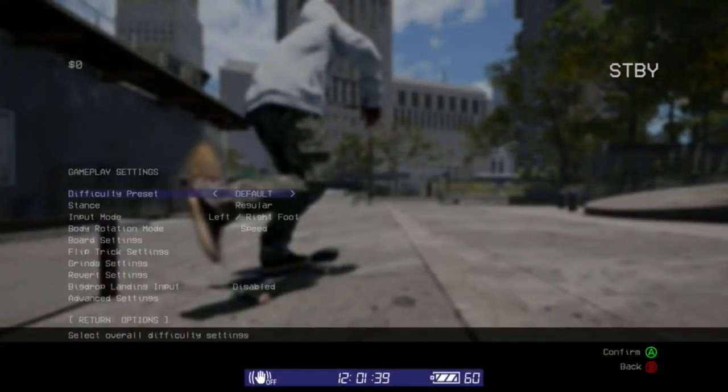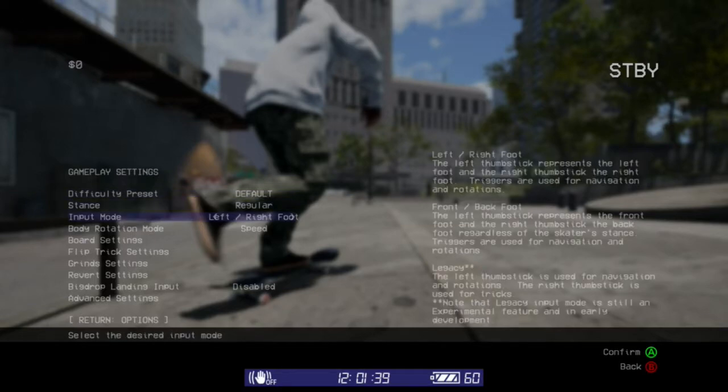Okay, preset is... okay, there is a difference in input mode here. So I'll leave it on default, but let's see. Front foot, back foot, left foot, right foot. And there's legacy. Okay, so left stick is used for navigation and rotations. The right stick is used for tricks.